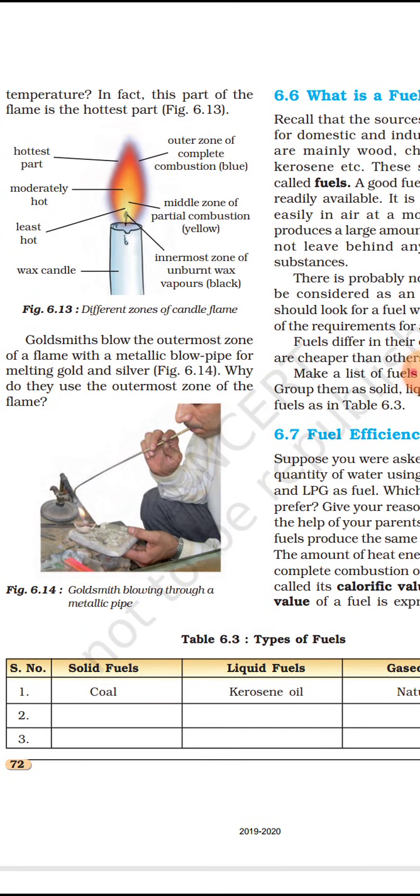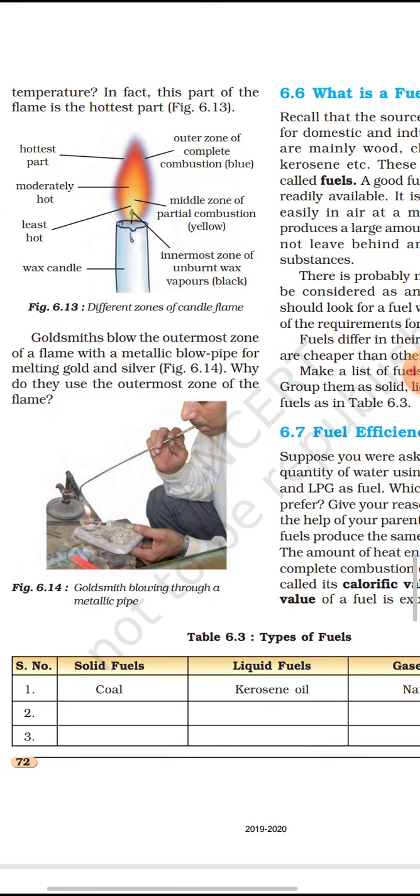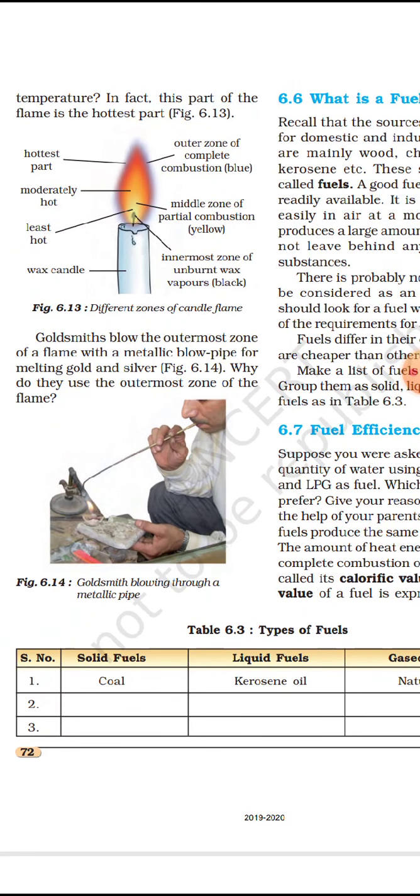And see, in the candle flame there are different zones present. This side is the hottest part, the outer zone of complete combustion, moderately hot. The middle zone is partial combustion, that is partially burning, and the down zone near the wax candle, the innermost zone, is the least hot. So different zones are present in the burning itself. While the flame is burning, there are different parts. In one part there will be high heat, in another part low heat.